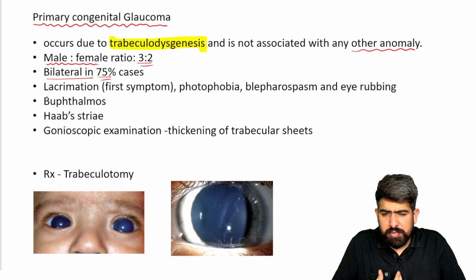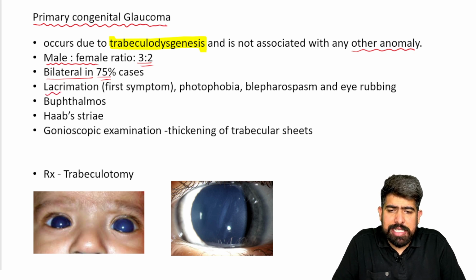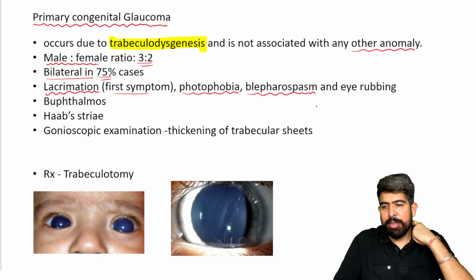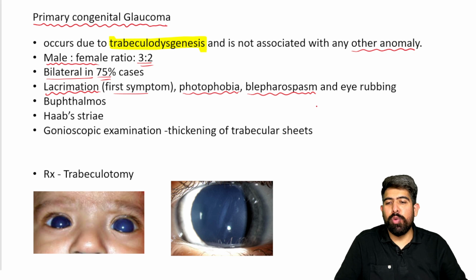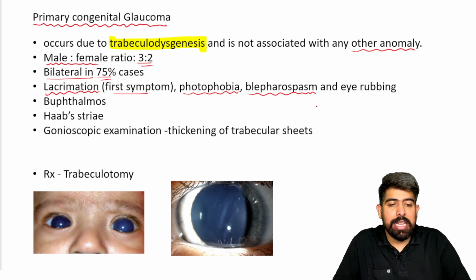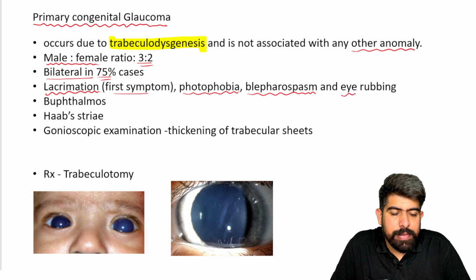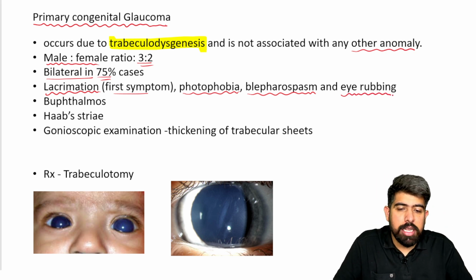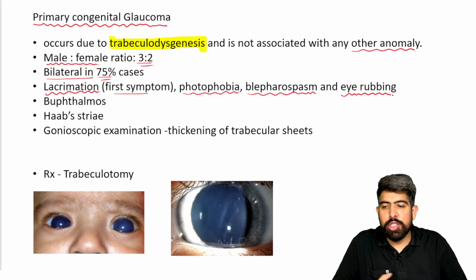Talking about the symptoms, what will be seen? Lacrimation is the first symptom, then photophobia and blepharospasm. This is the triad. So continuous lacrimation will be seen. The patient has photophobia; the child cries when going into bright light. And blepharospasm, yes, the eyelashes will get matted, right? And the third is eye rubbing. The child is doing eye rubbing.